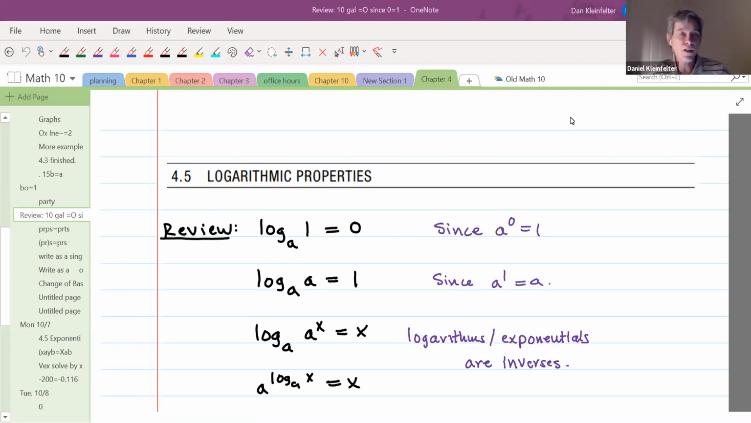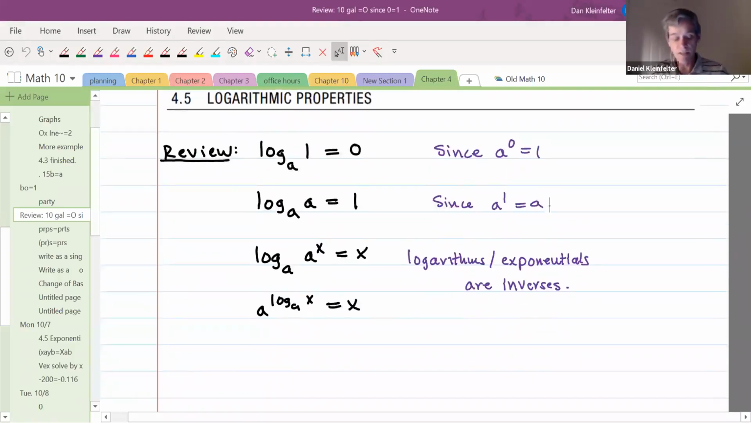Okay, so the first thing I wanted to do is review some logarithm properties that we have already seen. And so the first one is that the bases here are all a, okay? The base a logarithm of 1 is equal to 0 because a raised to the 0 power is 1. The base a logarithm of a is equal to 1 since a to the first power equals a.